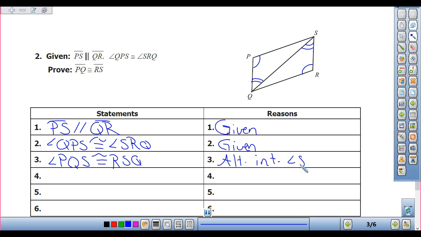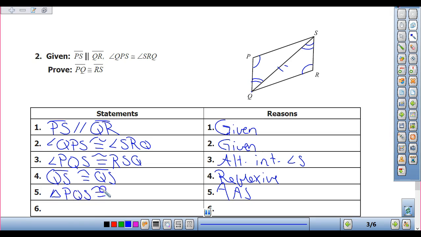What other piece of information do I have? There you go. QS is congruent to QS. Reflexive. And now do I have congruent triangles? Angle, angle, side. So triangle, remember we've got to match them up.